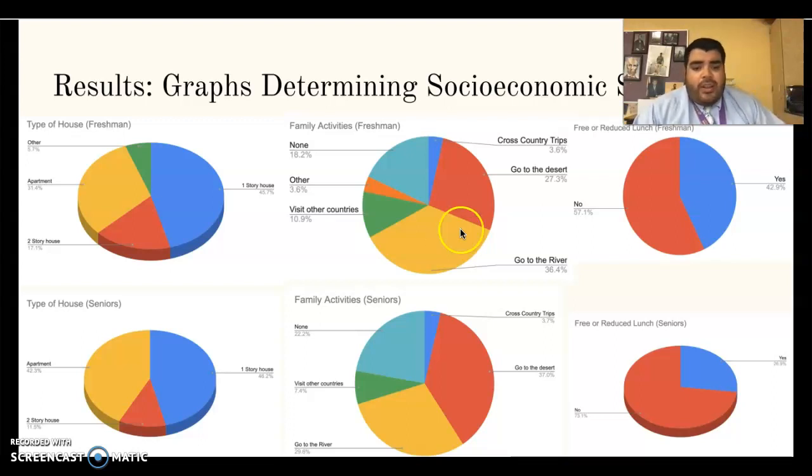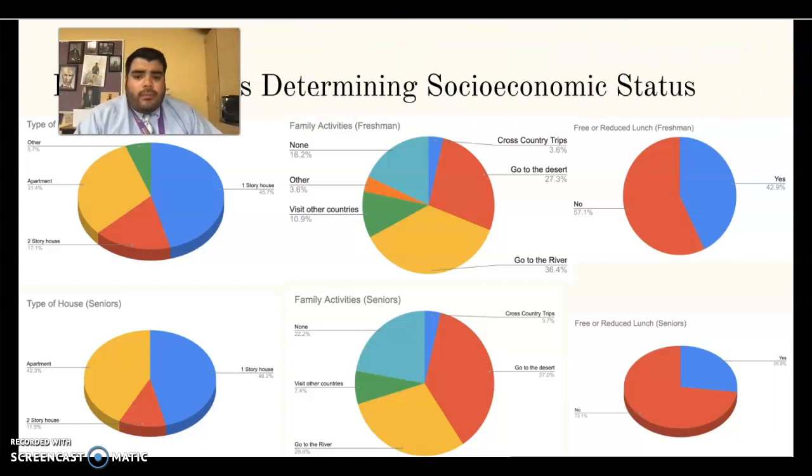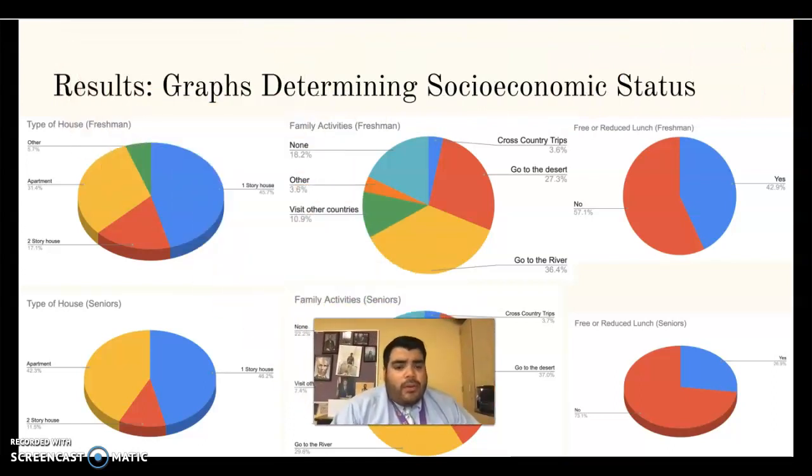As you can see here, a lot of our students here in Santana, especially my students, go to the desert and go to the river. They also visit other countries. About 20%, give or take, as a whole between my seniors and freshmen, do none. So this could indicate that their families do not have that much disposable income to spend on those types of activities. And then finally, the biggest factor, I believe, is whether a student receives free or reduced lunch.